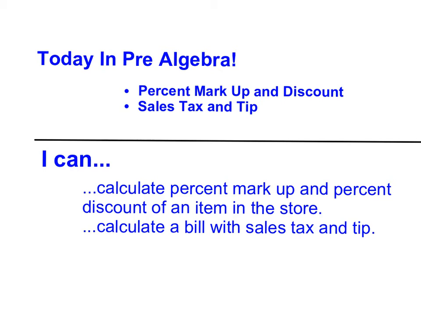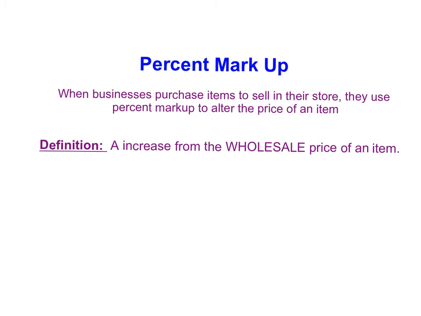In today's video, we're going to talk through some real-world applications of percents that we use on a daily basis when we're shopping or at a restaurant. So first, we're going to talk about percent markup and what that means to us. We're also going to talk about percent discount and how we use that on a regular basis. And then we'll end by calculating the sales tax and the tip for a meal if we were to go to a restaurant. So let's begin by taking a look at percent markup.